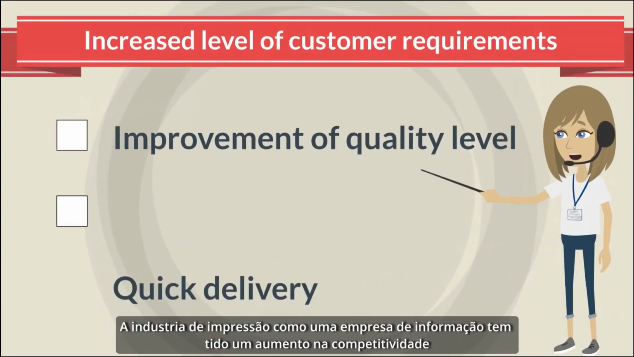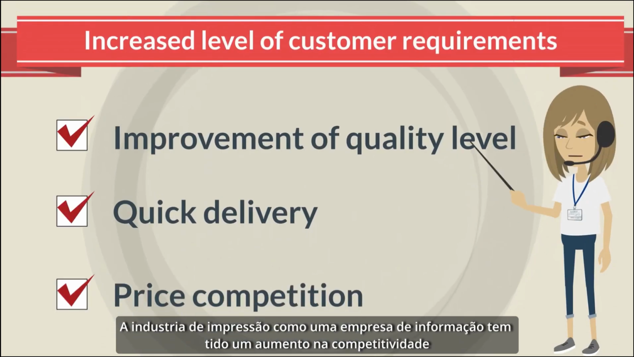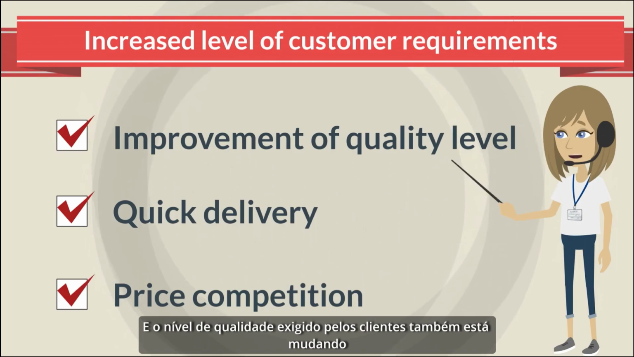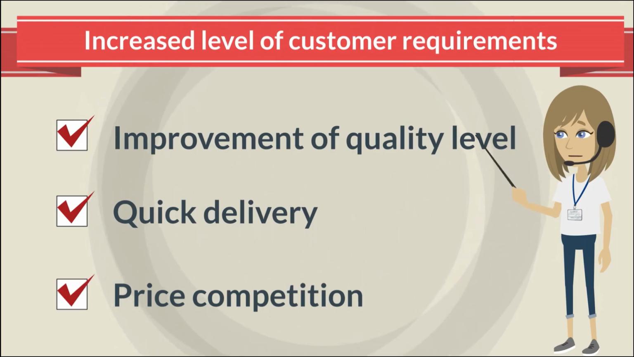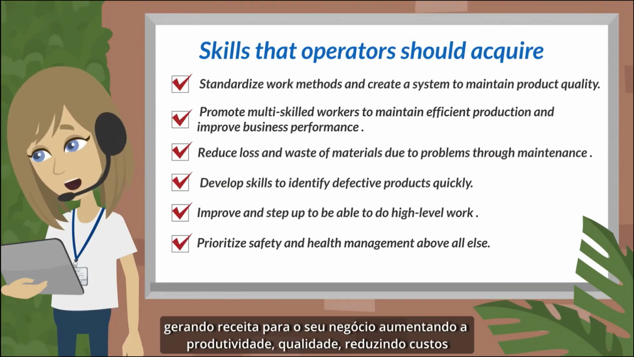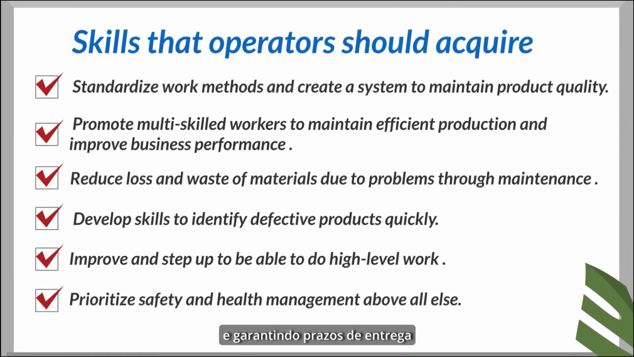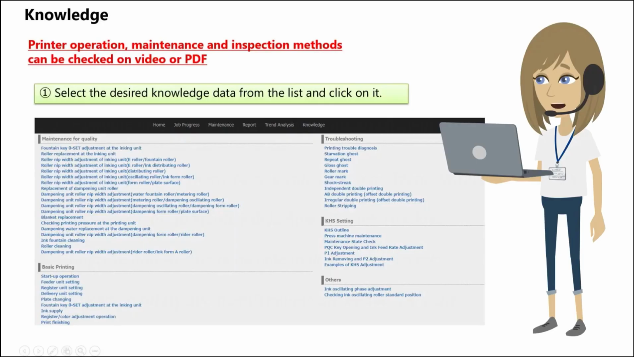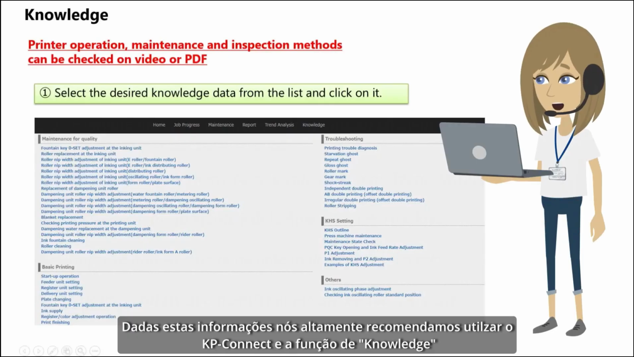The printing industry as an information industry has become increasingly competitive relating to technology innovation, and the level of quality demanded by customers is also changing. The printing plant is considered to be the core of the printing business, which generates profits from its business by improving productivity, quality, reducing costs, and ensuring delivery times. For this reason, the education of operators is extremely important and can have a direct impact on profitability. Given this background information, we highly recommend using KP Connect and the knowledge function.